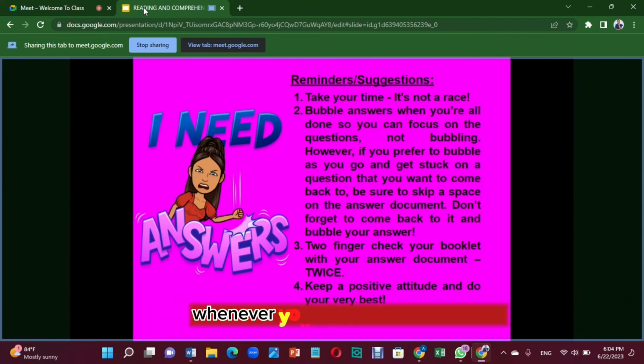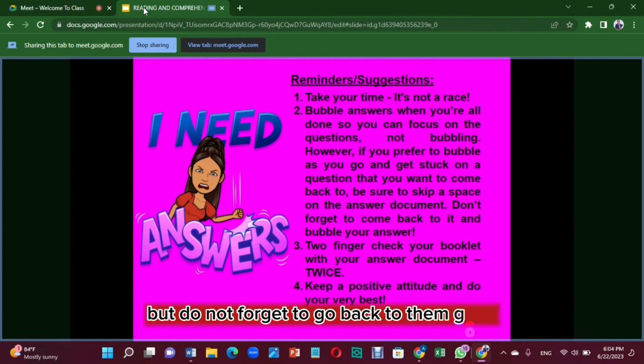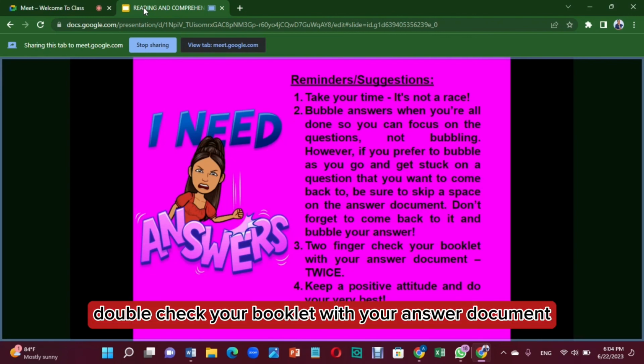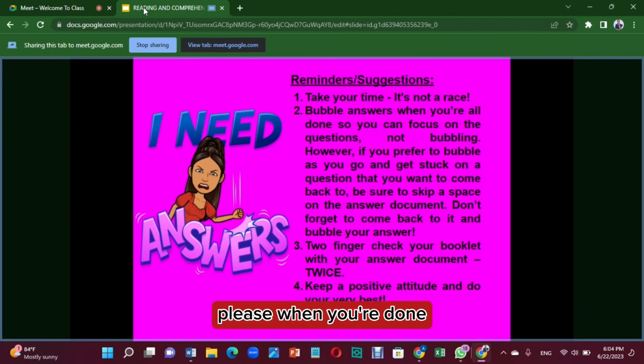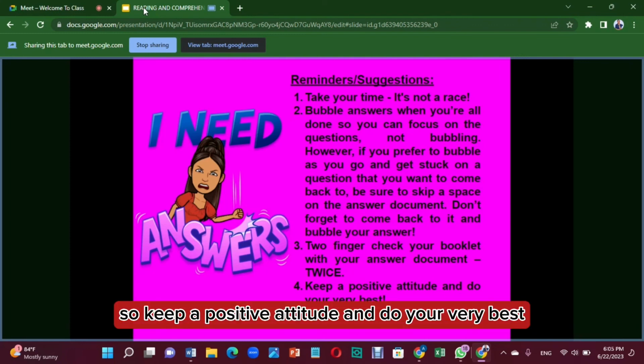Don't forget to come back to it, all right? I used to tell you, whenever you don't know the answer to a question, just skip it. Leave it. Don't stress yourself over it. Do the ones you know and then come back to the ones you do not know. Is that clear? But do not forget to go back to them. Good. Double check your booklet with your answer document, please. When you're done, go over your work again. Go over it twice, all right? That's how to do it. So keep a positive attitude and do your very best.